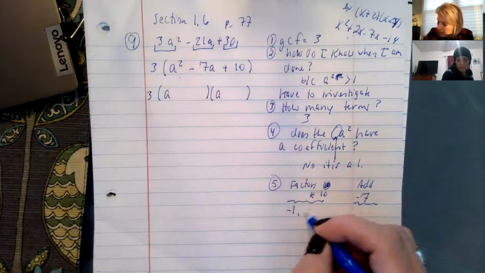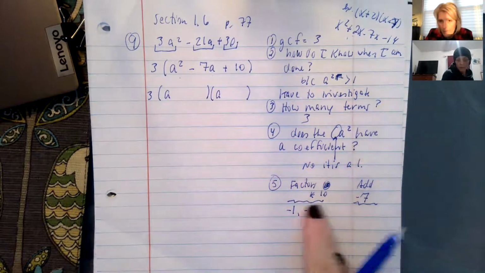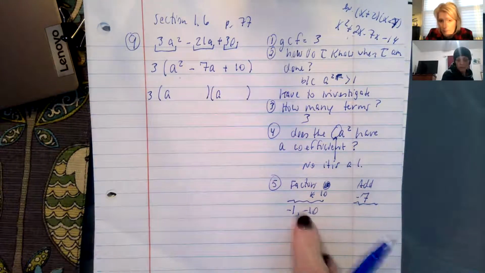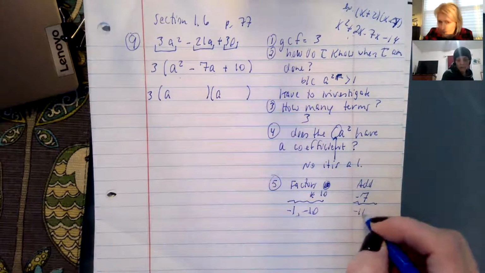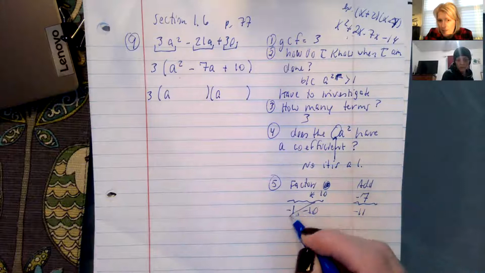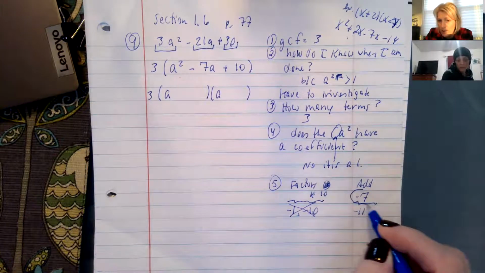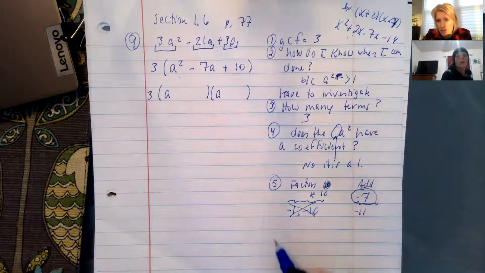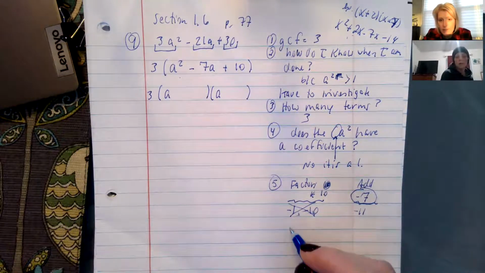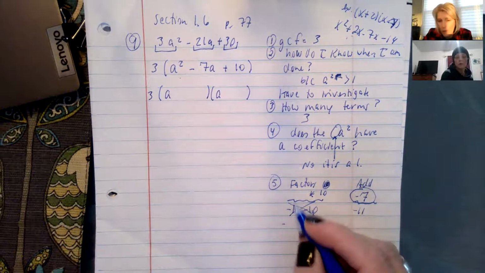For instance, -1, -10. They multiply to make a positive 10, but when I add them, I get a negative 11. So that pair is not going to work, because our goal is that they add to make a negative 7. Okay, so let's look. Another pair is, I just go right down the list.